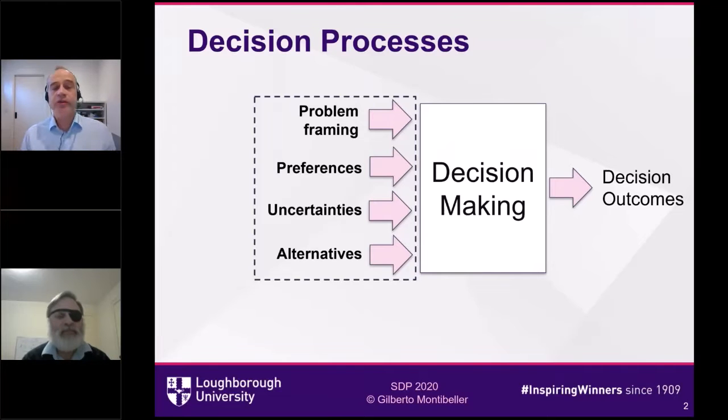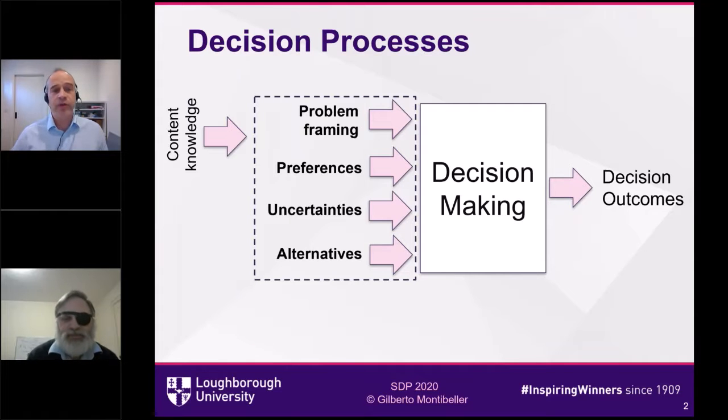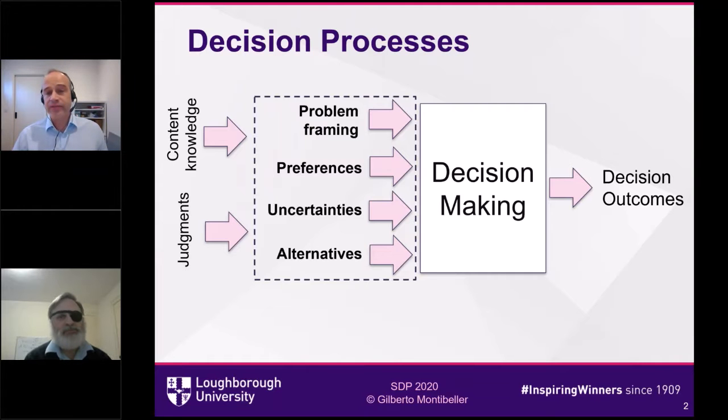So just to remind ourselves, the idea here is that every decision-making process has these four major components: problem framing, preferences and priorities, uncertainties, and decision alternatives. And these four components are informed by both content knowledge and judgments. And it's really the nature of the judgments that we are interested in here, and how we can make sure that we have high quality judgments feeding into the four components of decision making, and also the four components that we use in decision analysis, so we have better decision making and hopefully better decision outcomes.